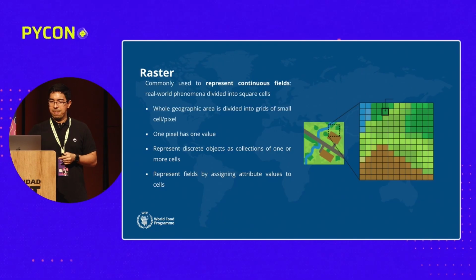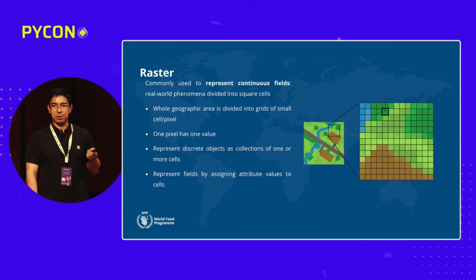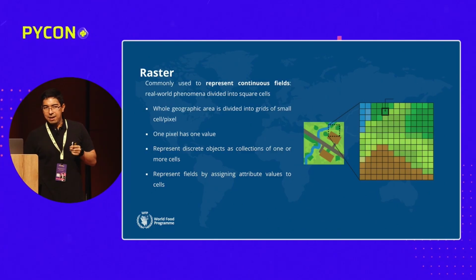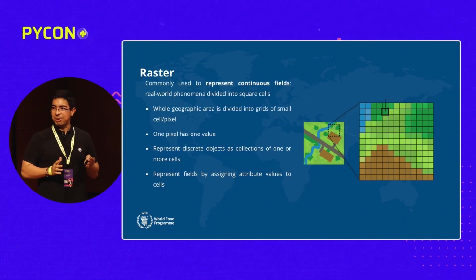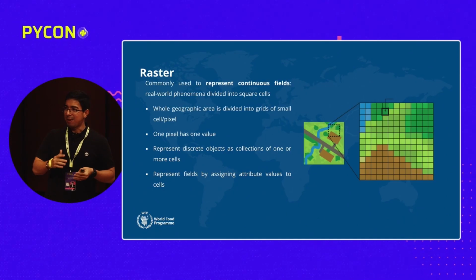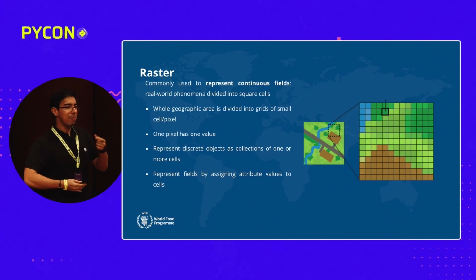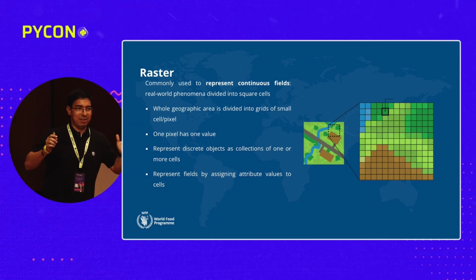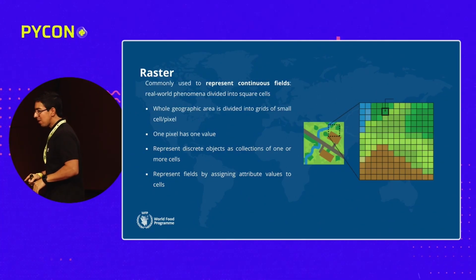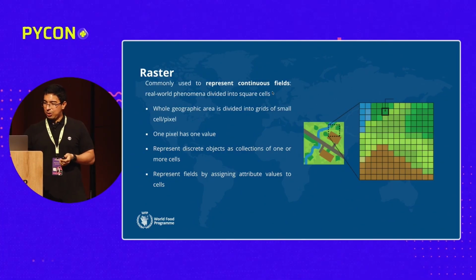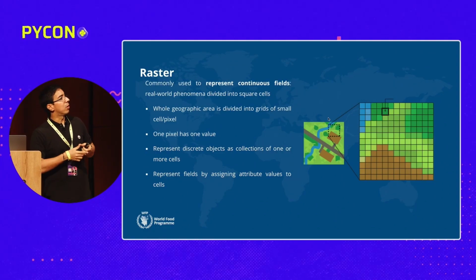And rasters are what we use to represent continuous fields. For people who have experience working with digital images, you will be familiar with the term pixels. Each pixel gives you a value that represents something, like temperature or elevation and so on. And each square denotes an area, or a possible area.